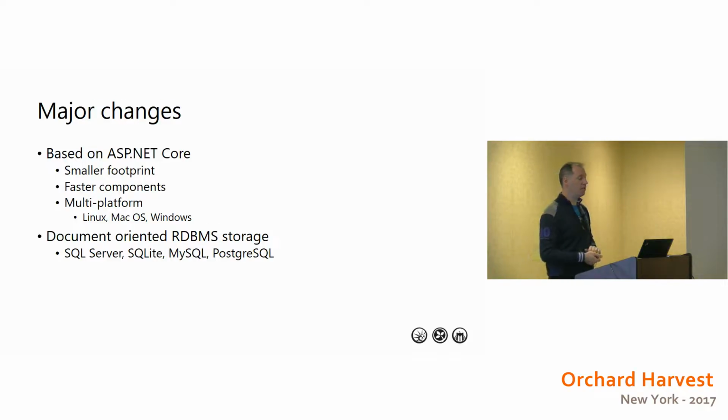The next major change is that now it's using YesSQL, which is a document abstraction over any RDBMS. So we can run Orchard on SQL Server, SQLite, MySQL, and PostgreSQL so far, without having to change anything in Orchard Core, it's really in the YesSQL abstraction. In Orchard 1, we had to do some things to adapt, but now it should be easier to work with these databases. So that's the goal. And today it works, and I will show you how.